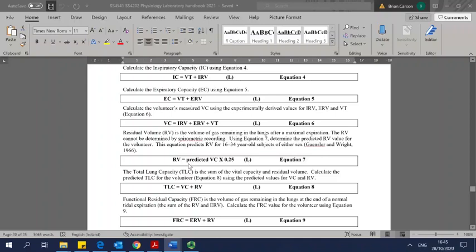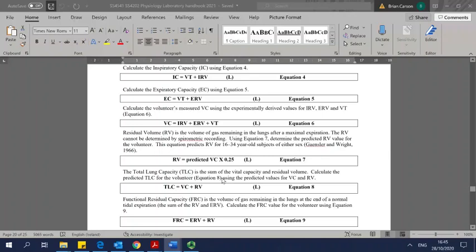The next calculation we'll ask you to conduct is total lung capacity. So this is the sum of the vital capacity and residual volume. So calculate the predicted total lung capacity for the volunteer using equation 8. So total lung capacity equals vital capacity plus residual volume.